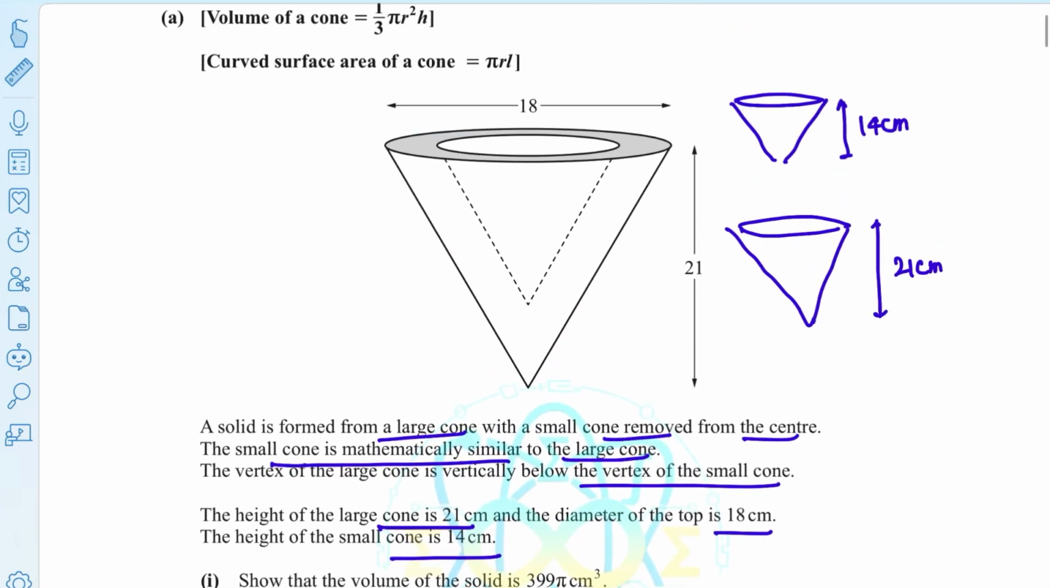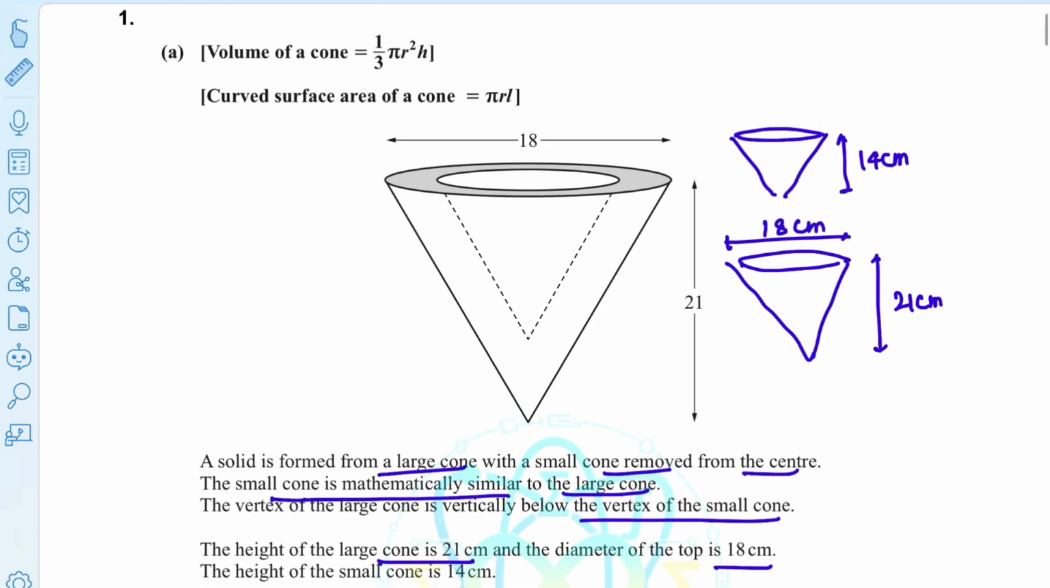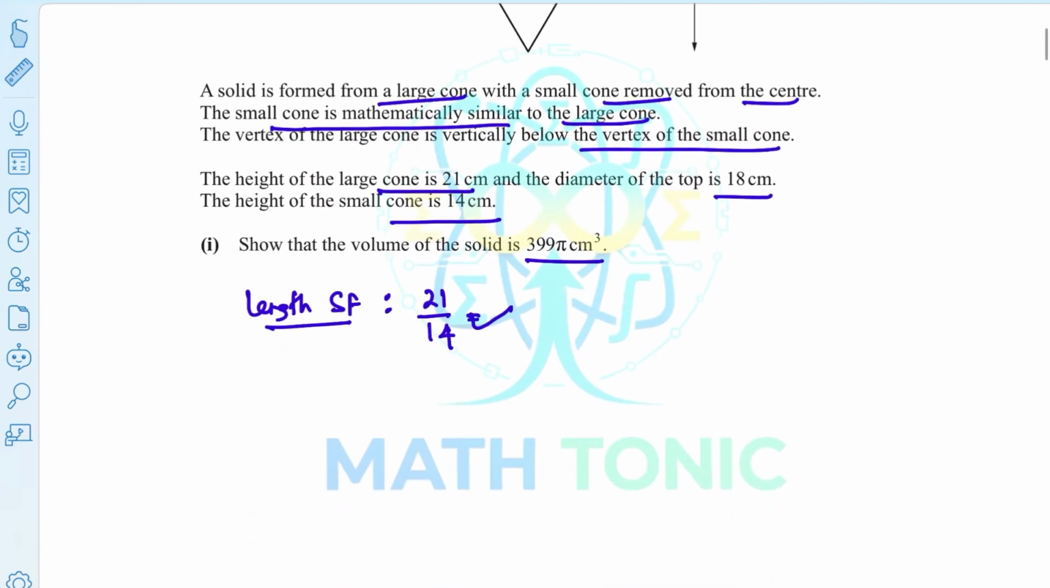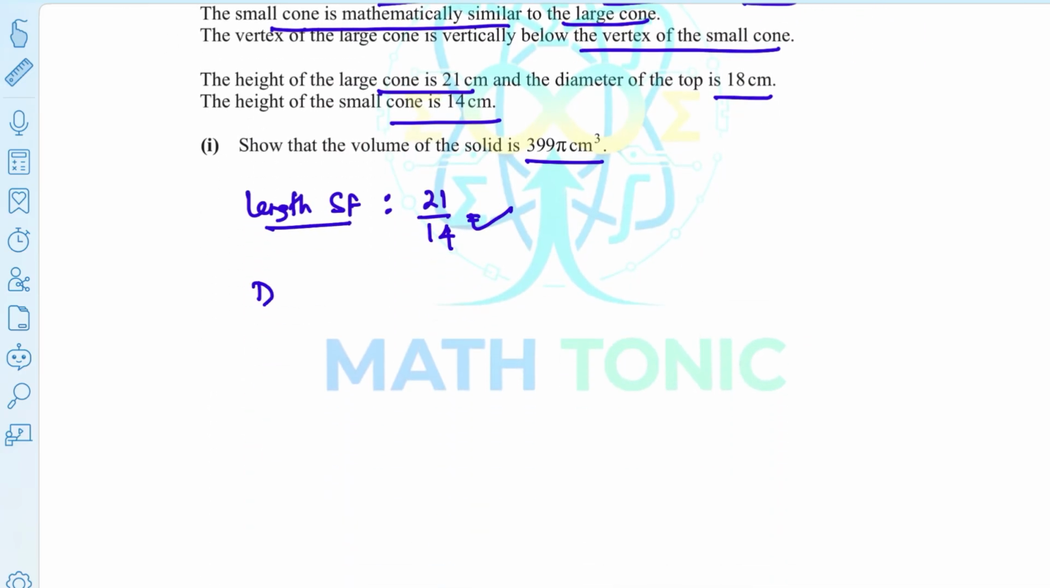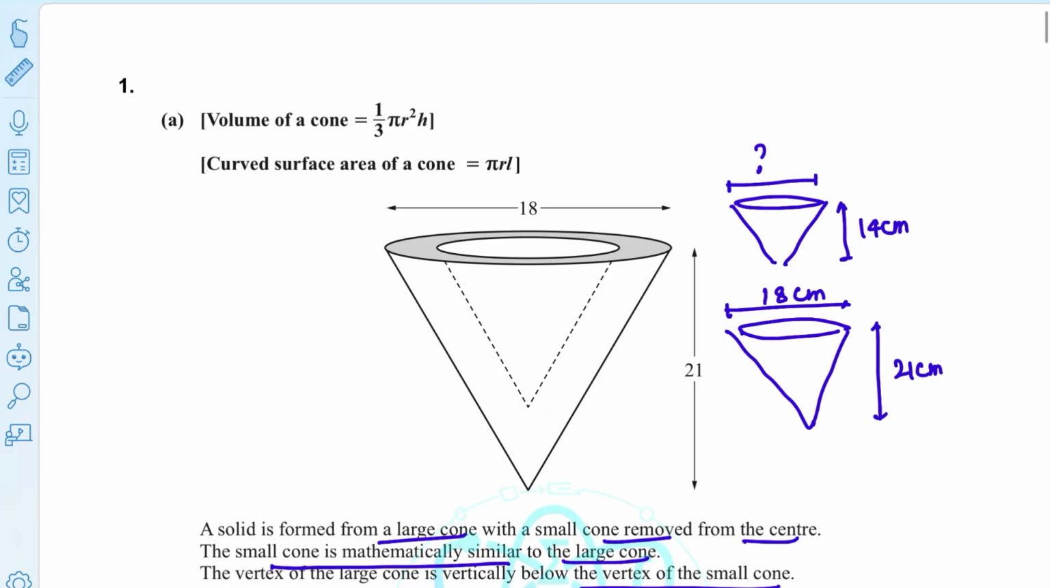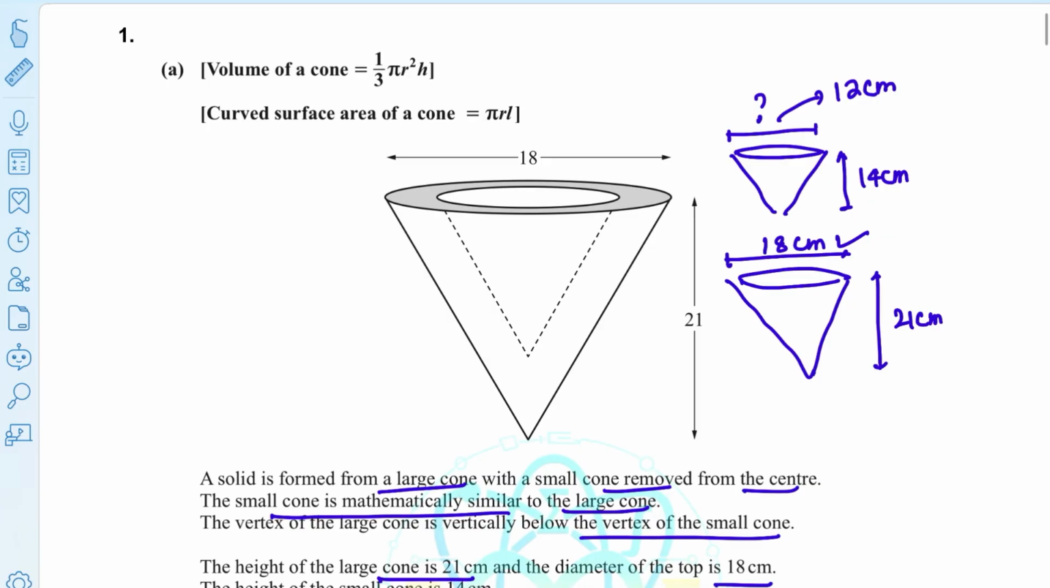Now the diameter of the larger one is 18 centimeter. If I'm trying to find the diameter of the smaller cone, we can use the length scale factor. So we divide the bigger one, 18 divided by 21 over 14, which equals 12 centimeter. I hope everybody understood. So this diameter will be 12 centimeter. The bigger one was given, so I divided by the scale factor and we got 12 centimeter.